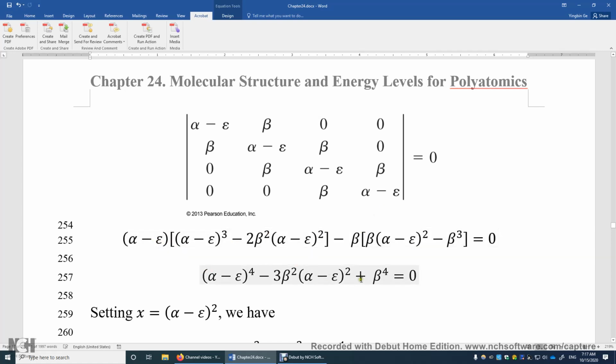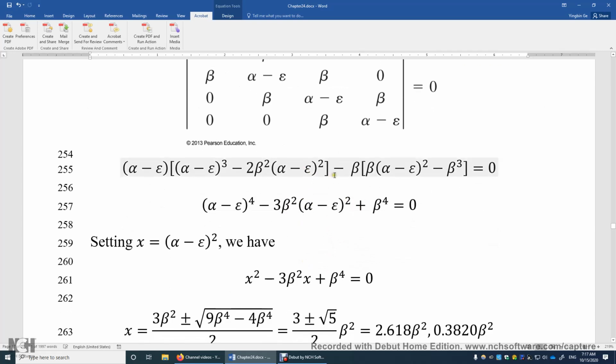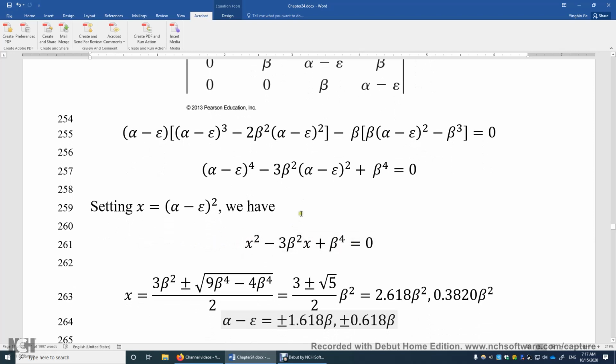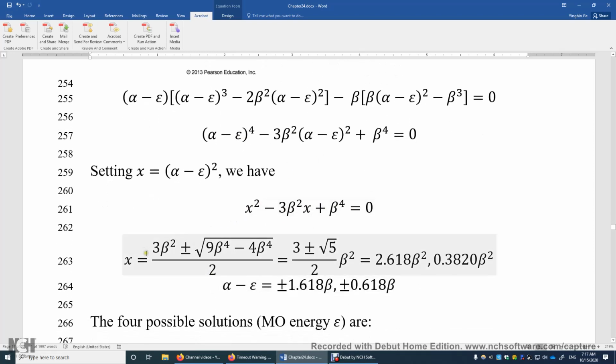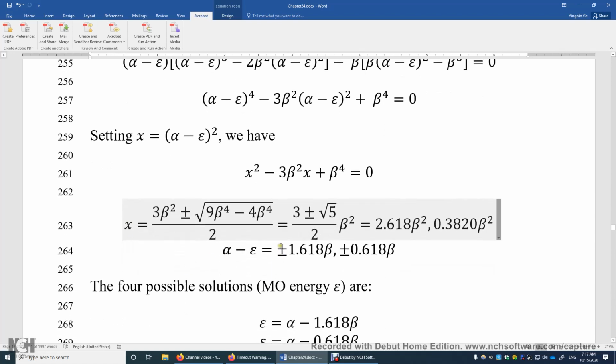So from here to here, I just did some algebraic simplification. To make things easier, I set x to be alpha minus epsilon squared, and then we can reduce this 4th order polynomial equation to a quadratic equation, and we solve that, we get the value of x, and then alpha minus epsilon is the square root of x. In particular, it can be plus or minus square root of x. So we got these numbers, and then we solve for epsilon.